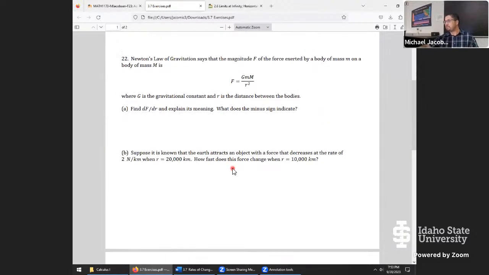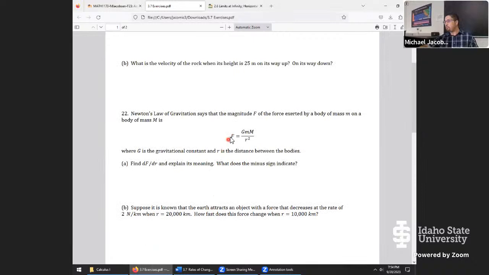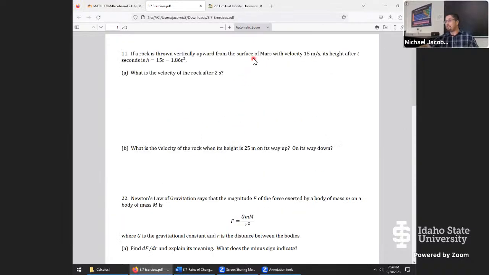22, well, this one's another physics kind of problem. Maybe let's turn back to that one. And 23, this one is more from the medical field, this is the time required to complete dialysis with a certain concentration of urea in your bloodstream. So I'll leave it up to the class. Which one do you want to look into further? Urea concentration in dialysis? Something with the force of gravitation between 2 objects, or something dealing with a rock being thrown vertically?